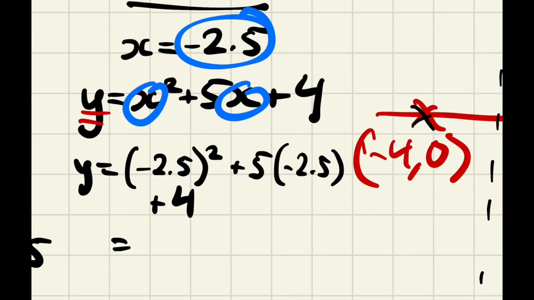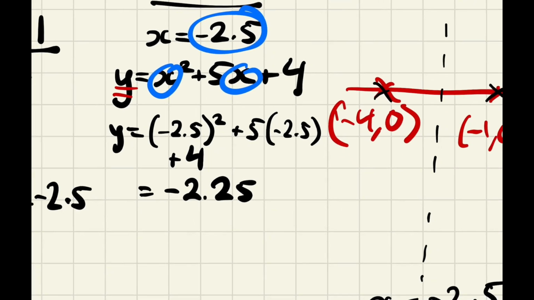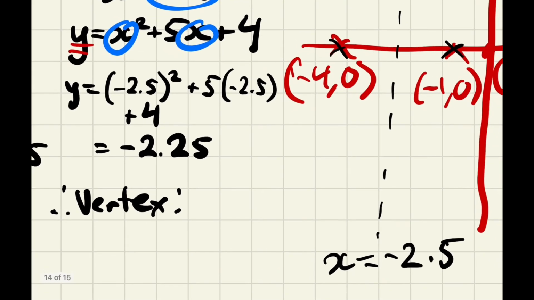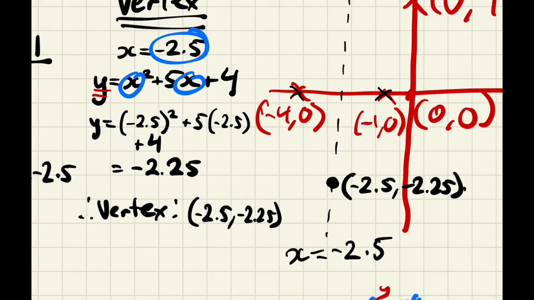And once I've put it into a calculator, our answer is going to be -2.25. So therefore, what we can say is that our vertex is going to be equal to -2.5 and -2.25. Okay, so then we can just put in our vertex there. -2.5 and then -2.25. Okay, awesome.